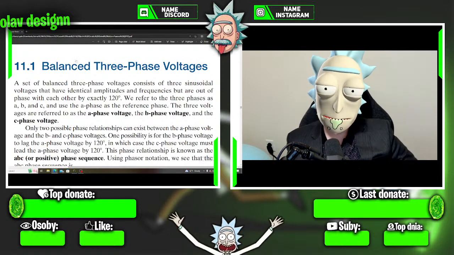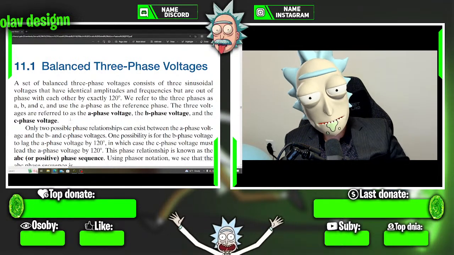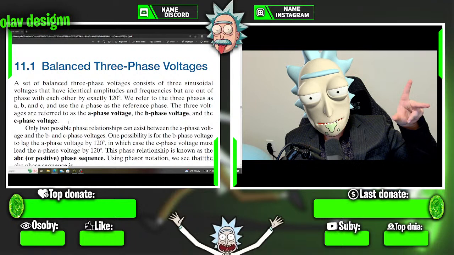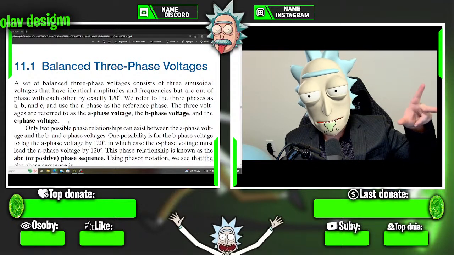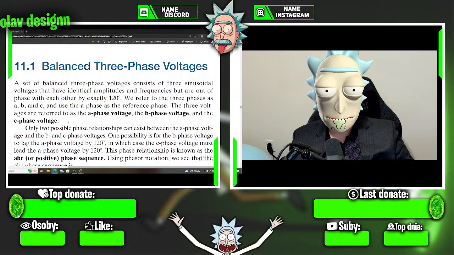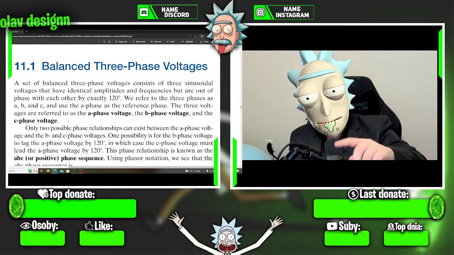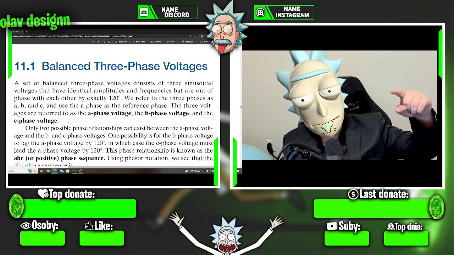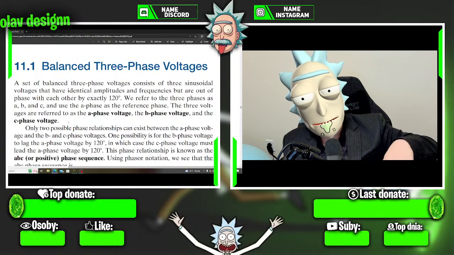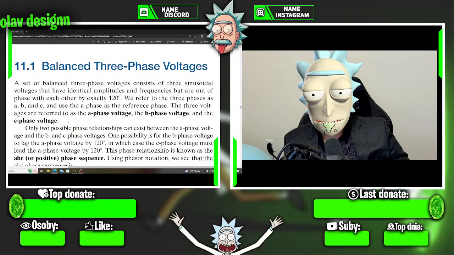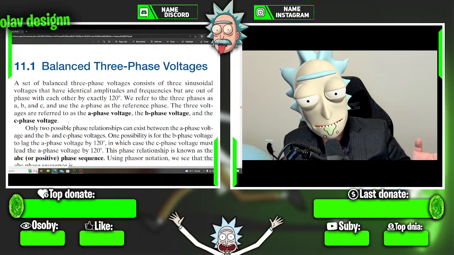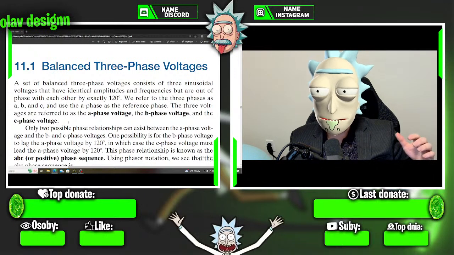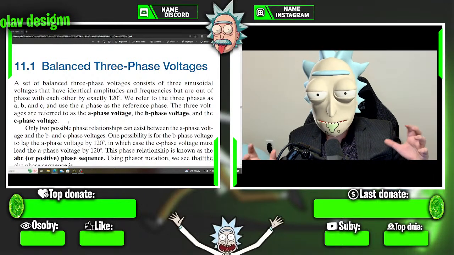Recapping this paragraph: we have three voltage sources, all connected. They're sinusoidal voltages, meaning they have sinusoidal waves representing their voltage. So there's going to be a maximum voltage at some point and a minimum voltage at some point. What this is saying is that they all need to have the same maximum and minimum. The only difference is that they're going to be shifted out of phase.